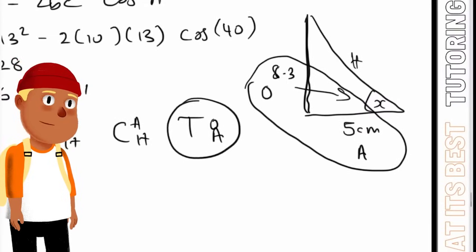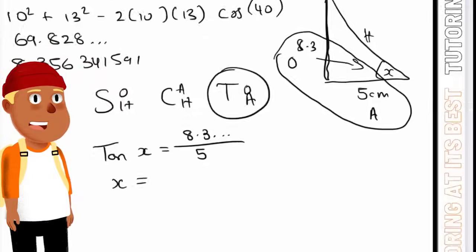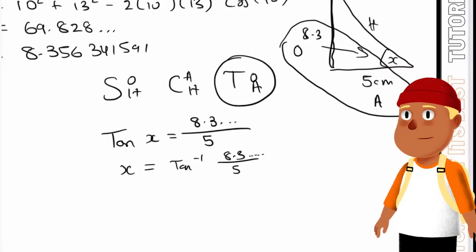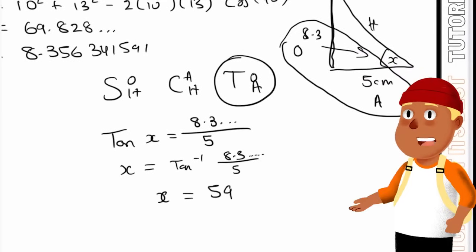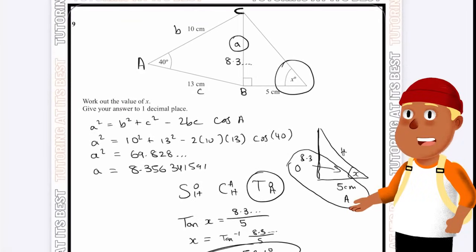So what am I going to do? I'm going to take my tan x, which equals O divided by A. That in this case is my 8.3 divided by 5. I then make my x the subject. So I have tan inverse 8.3 divided by 5. Don't forget to put all of the other digits after the 8.3. And that there would give us x as 59.1 degrees. And that there is our answer.